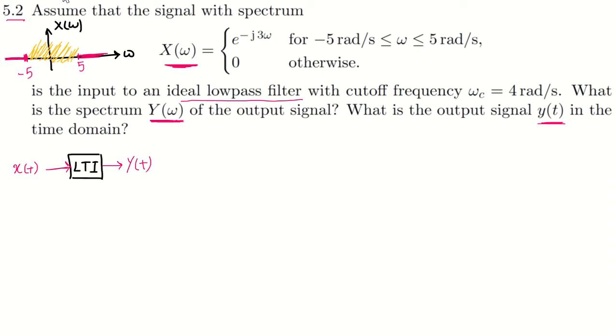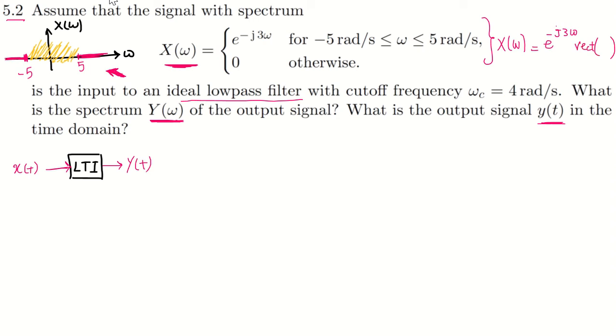So instead of this expression, I can write it using a rectangular function, because you see this looks like a rectangular function. Instead of this expression, we can always use a rectangular function, and I can write x of omega equals e to the power of minus j times 3 times omega times a rectangular function.